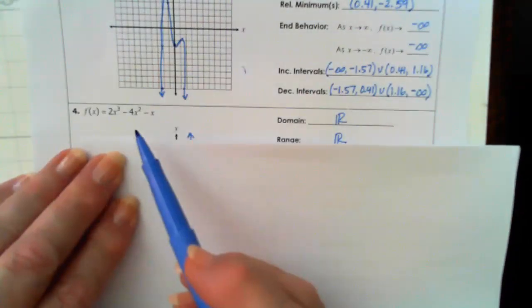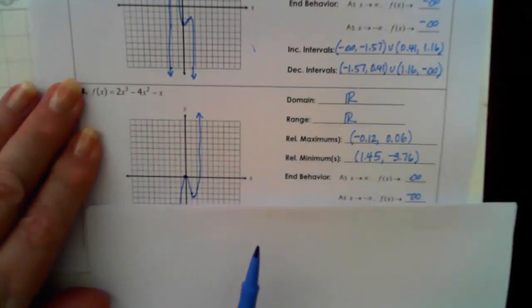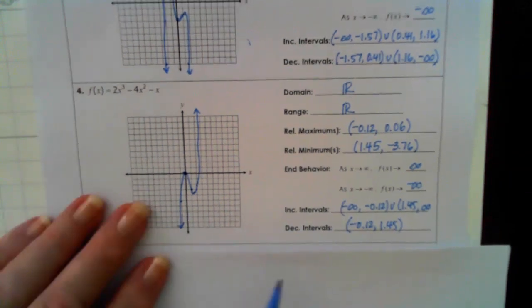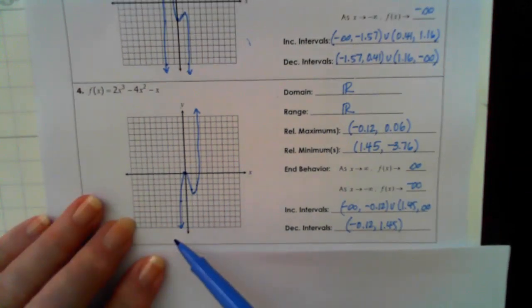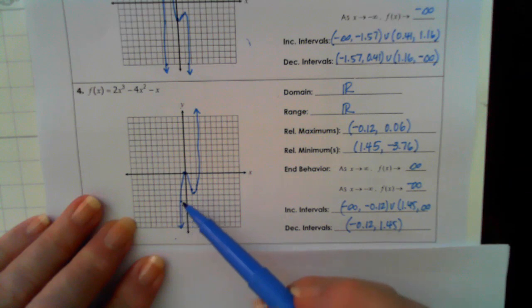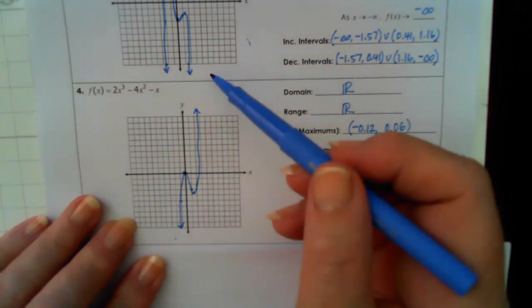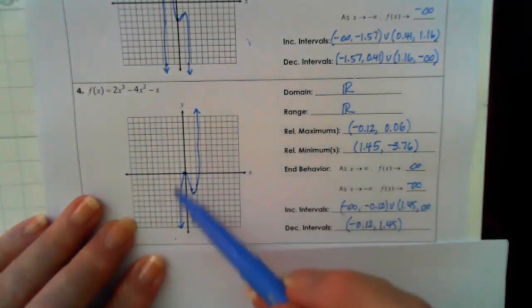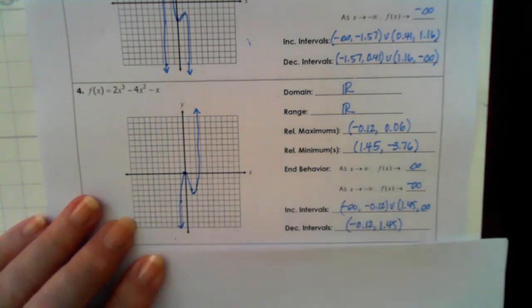But for an odd degree function, your range is all real numbers because it goes all the way from negative infinity, it's continuous, to going to positive infinity. There's no breaks or jumps in that graph. So here's the information. And that's the end of this lesson.